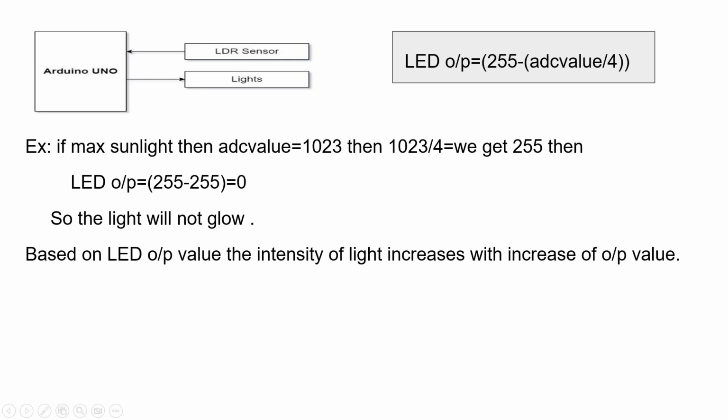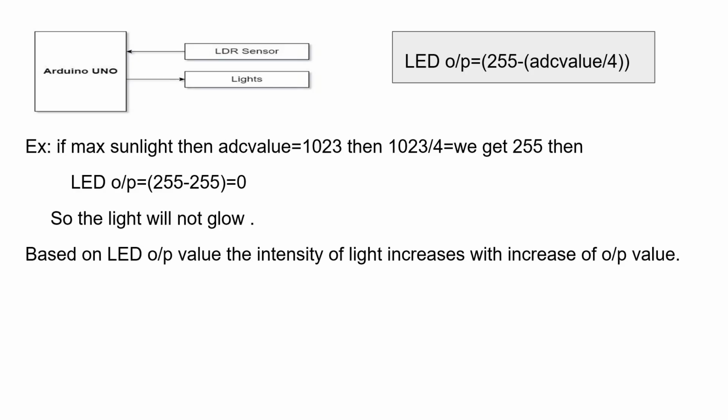We can see an example here. If the sunlight is maximum, the ADC value will be 1023, which is the highest, and we divide it by 4, so we get 255. Then we use our formula, 255 minus this ADC value divided by 4, and we get 0. So when the LED output value is 0, the light will not glow. Based on the LED output value, the intensity of the light increases as the output value increases.